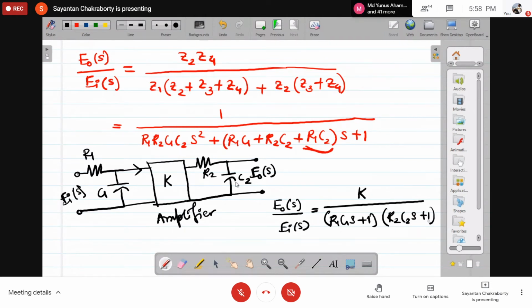Okay, so in this way, you can see since there is no loading effect, they can be considered to be working in cascade form without any loading. So the overall transfer function would be the transfer function of the first part multiplied with the amplifier gain multiplied with the transfer function of the second part. So it will be simply this because of no loading effect, right? This is how you can determine the transfer function of systems, electrical systems in general.